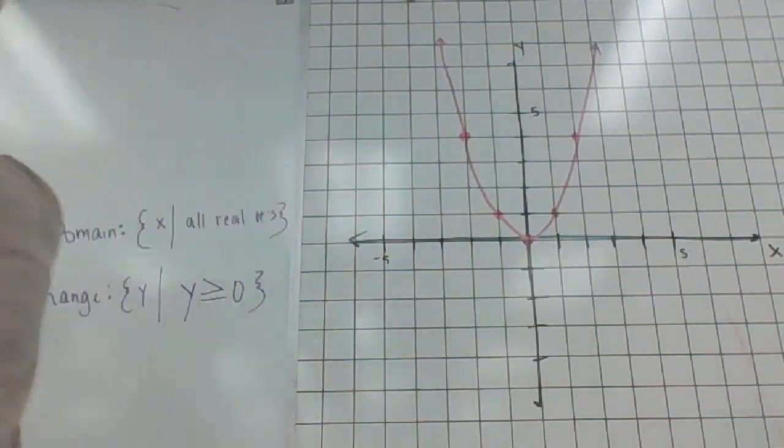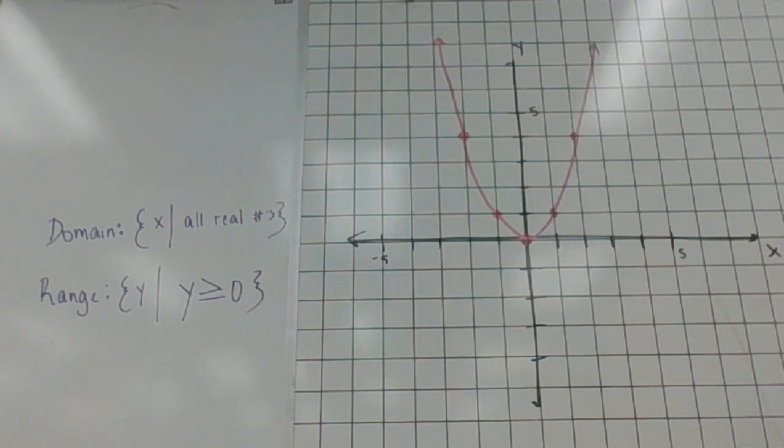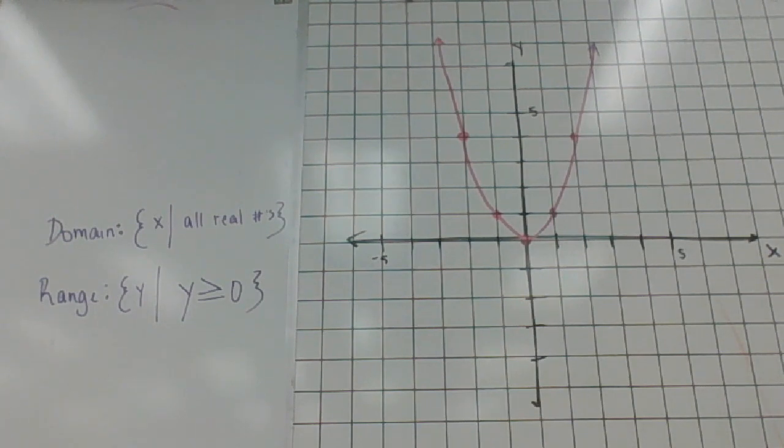One more thing I want you to write, and then we'll move on: this is called the parent quadratic function. A transformation is like a change. So this is the parent. If we take this parabola and graph it anywhere else, that's a transformation of the parent. This is the original function, y equals x squared. Every one of these functions has a parent function. This is the most basic one.